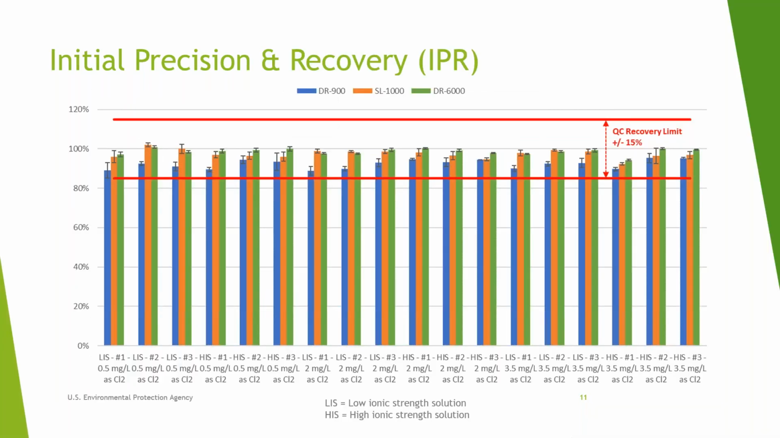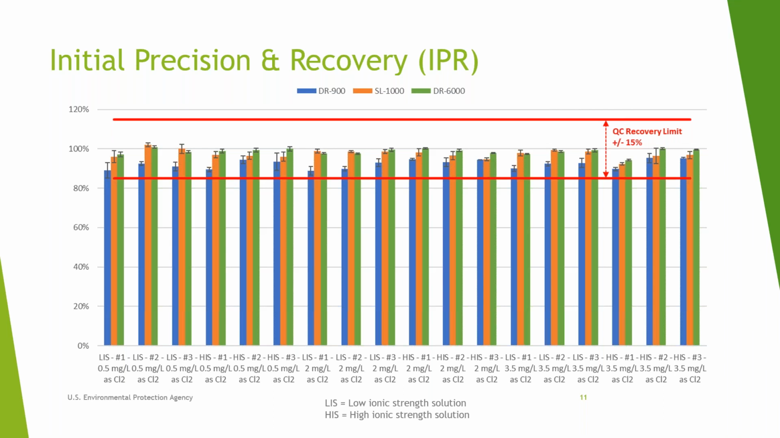So this experiment assessed the precision and accuracy of the draft monochloramine method. This figure shows, again, recoveries for the 3 instruments that we tested. The blue, if you can't see the key, is the colorimeter. The orange is the SL1000, that automated colorimeter, and then the green is the spectrophotometer results.